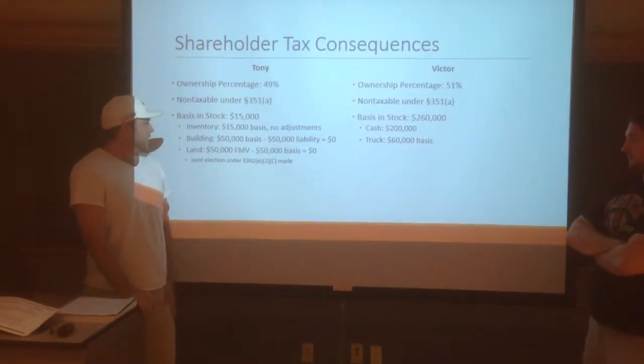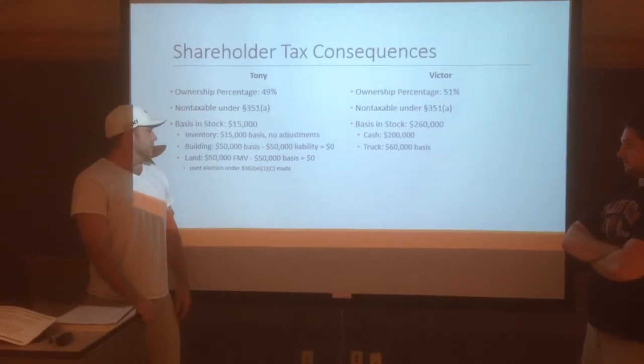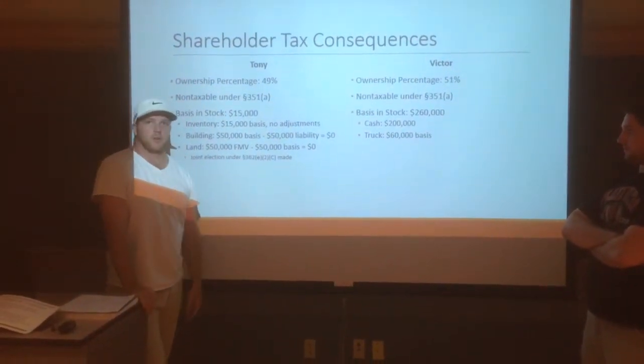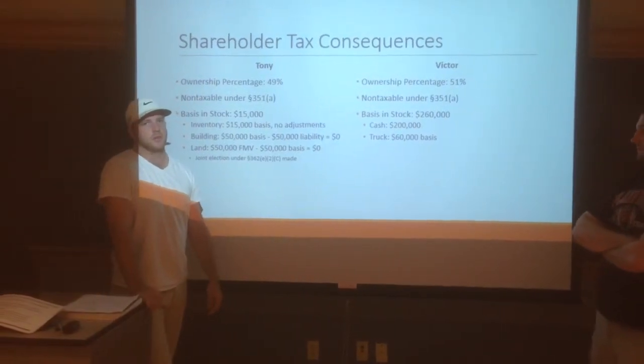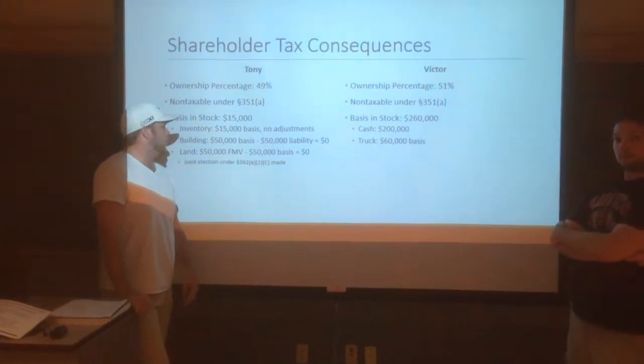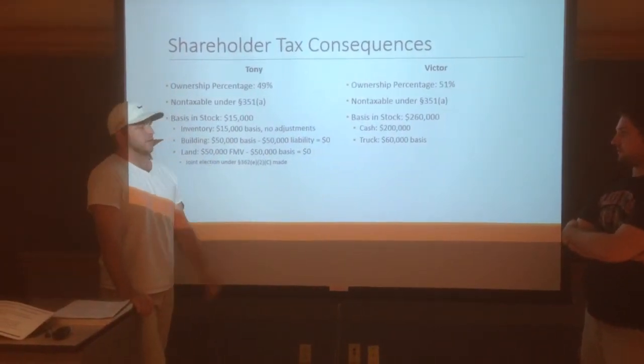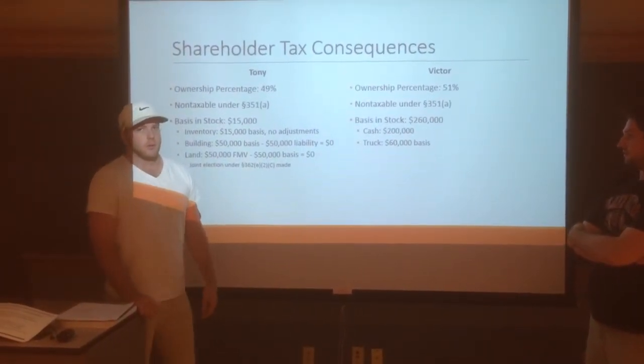And then because they're going to have a joint election under 362(e)(2)(C), they're going to preserve the loss at the corporation level rather than the shareholder level. And because of this, the $50,000 basis will be taken from the $50,000 fair market value, leaving a $0 basis.